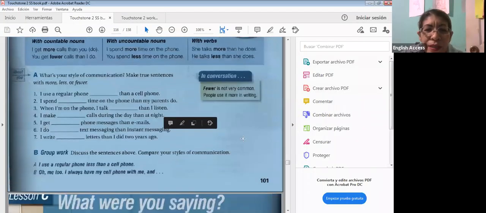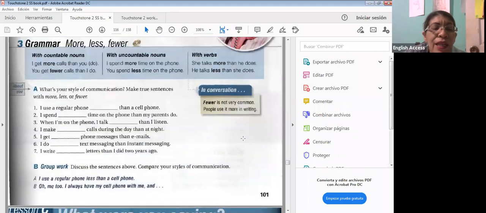Now let's move again to the student book. Okay, so we are here, Luis. Okay, let's do the exercise below. Luis, it says, what's your style of communication? Make true sentences with more, less, or fewer. Okay, Luis, let's do it, please.